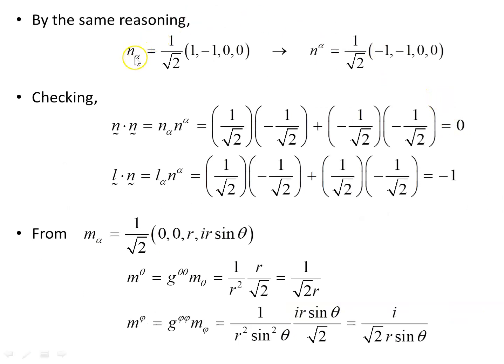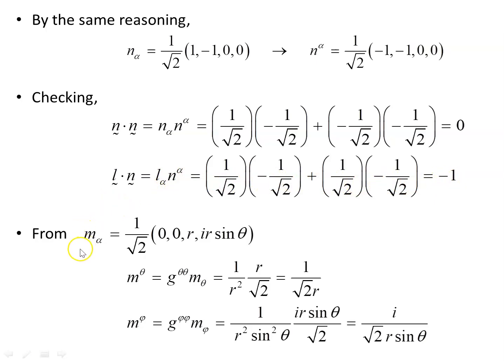Same reasoning, we can raise the index alpha here on n from the lower position to the upper. In the same way, when we do that, we get this object here. Checking n dot n gives us 0, so it's a null vector. L dot n should give us minus 1, as we saw earlier from the normalizing condition. So when we do that, working through this, we get minus 1.